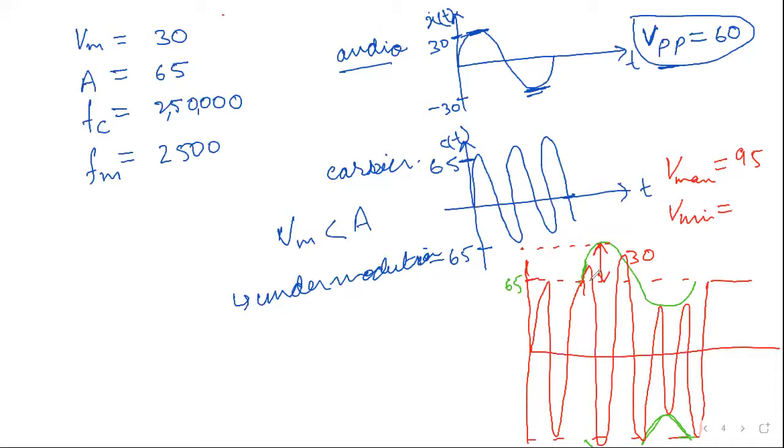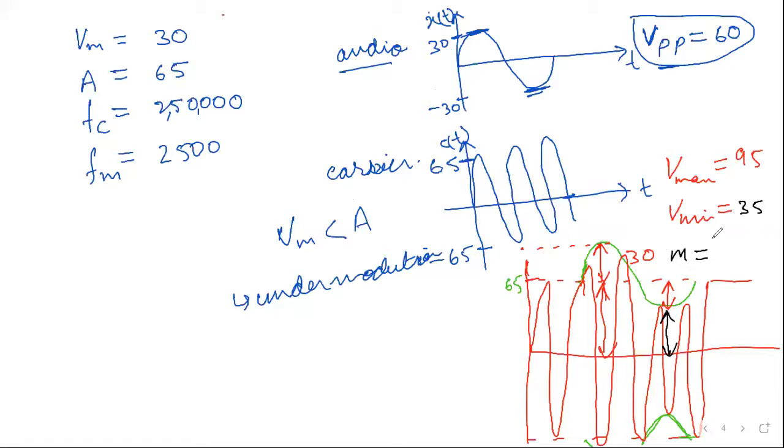This much is 65, and this is 30. I am asking about Vmin. So what is this Vmin? Vmin is this. If this is Vmin, it should be 65 minus 30, that is 35. So you can calculate the modulation index. You can also calculate modulation index from here, but this is the standard method for calculating modulation index.